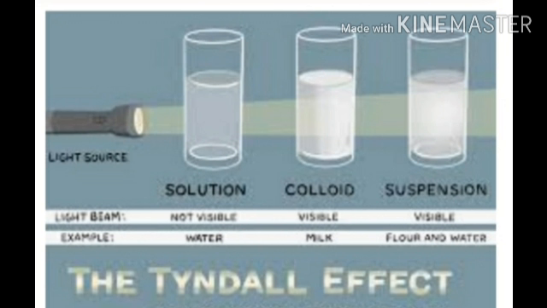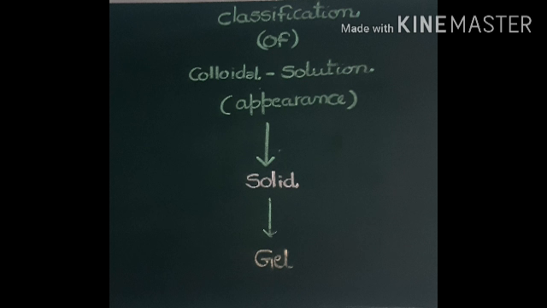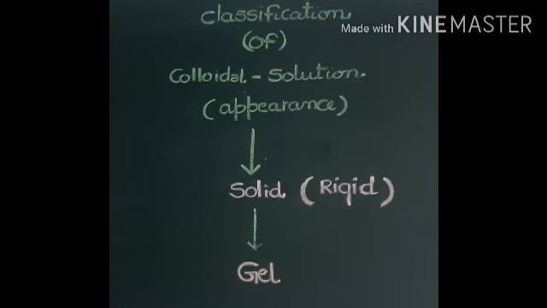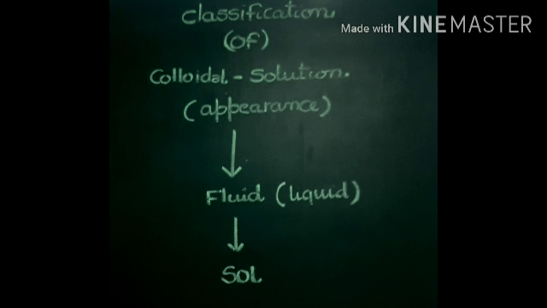I already explained this previously. Now, the classification of colloidal solution based on appearance. When a colloidal solution appears like a solid, it can be called a gel. Whenever a colloidal solution appears in a solid rigid position, it can be referred to as a gel. And some colloidal solutions appear like a fluid; those colloidal solutions can be referred to as sol.